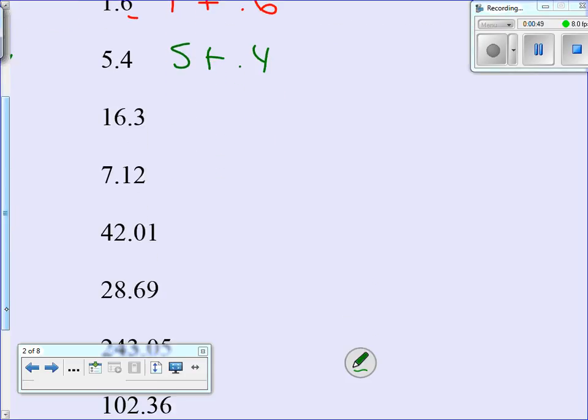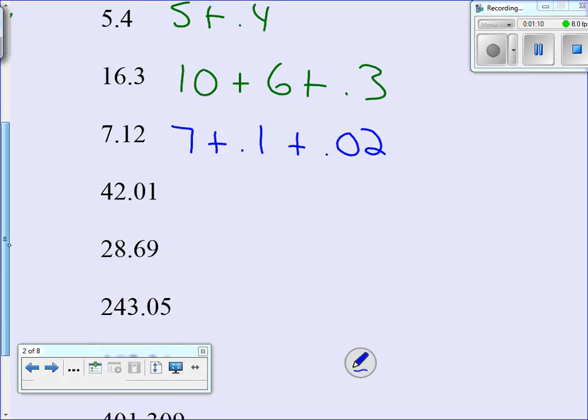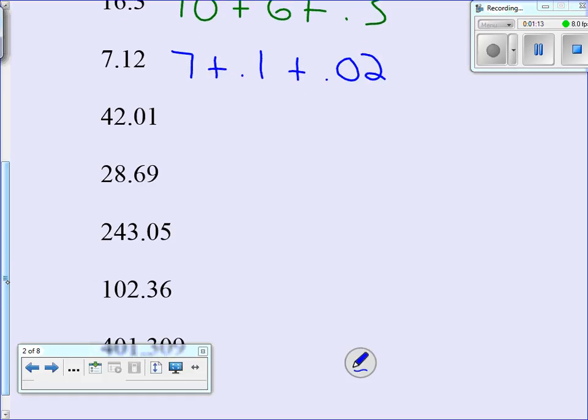Move in here. We have 1. Actually, this is a 10, right? Plus 6 plus 0.3. Right here we have 7 plus 0.1 plus 0.02. Remember, it's every single place value in expanded notation. This should be really easy stuff, so please make sure you're taking your time on it.